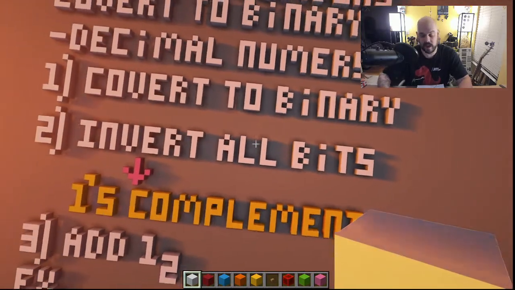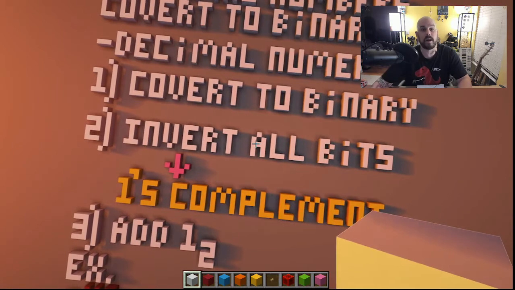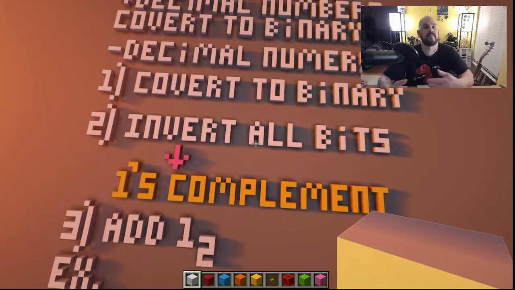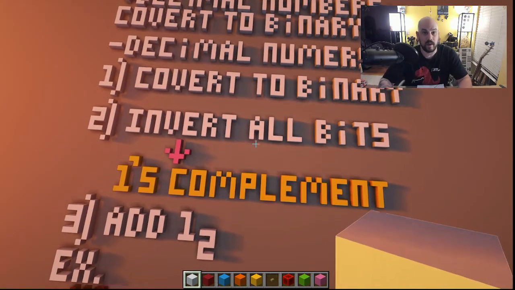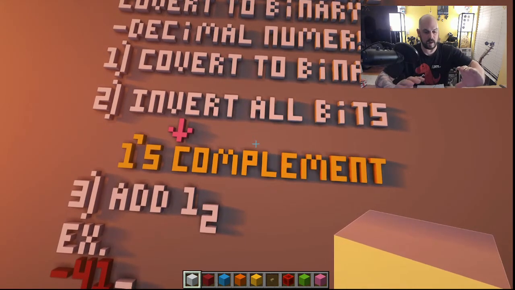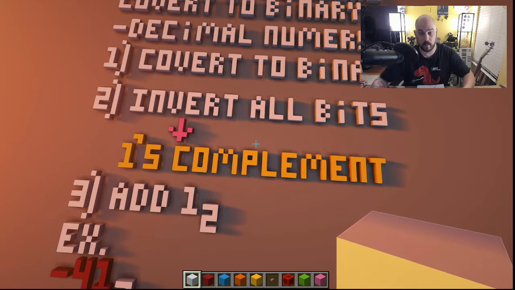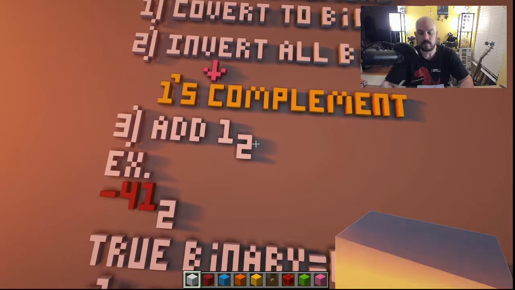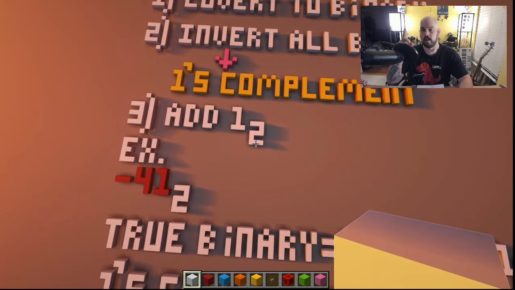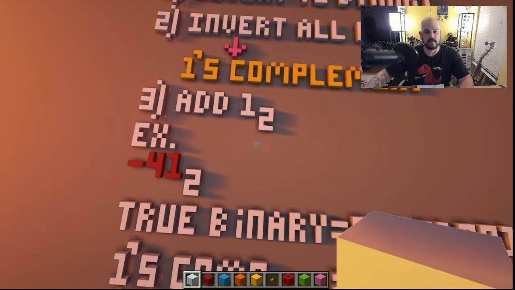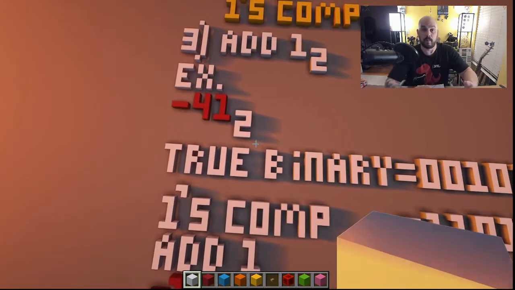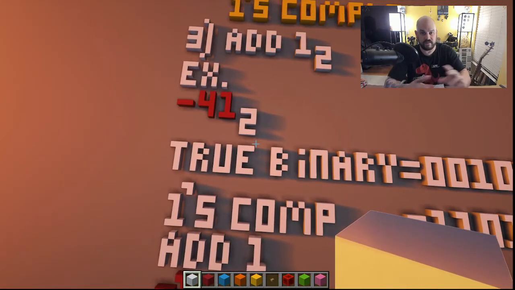So you take that decimal number and convert it straight into binary, exactly what the positive binary number would be. Then the next step is you take that binary number and invert it. All the ones become zeros, all the zeros become ones. That step is called the ones complement. Then you add 1 to the least significant bit, and that number becomes your 2's complement. That is the final product.